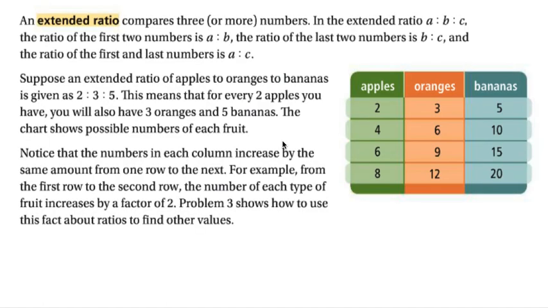An extended ratio compares 3 or more numbers. So here's an example with apples, oranges, and bananas that are in the ratio of 2 to 3 to 5. And you can see as we move down the table, just multiplying our ratio in the first row by 2 gives us the second row. Multiplying by 3 gives us the third row. Multiplying by 4 gives us the fourth row. But they still stay in that same ratio of 2 to 3 to 5.